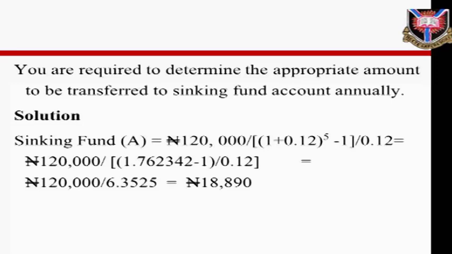Sinking fund therefore equals 120,000 naira divided by (1 plus 0.12) to the power 5 minus 1, divided by 0.12, which gives us 120,000 divided by 1.762342 minus 1 divided by 0.12, which equals 120,000 divided by 6.3525, which equals 18,890 naira.